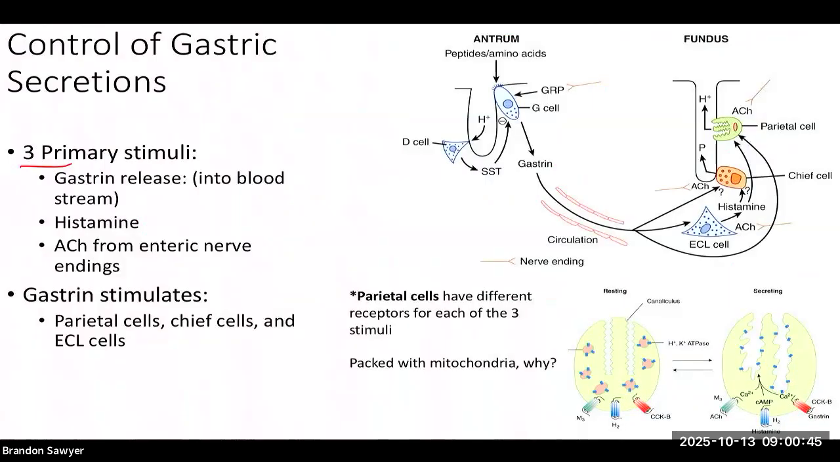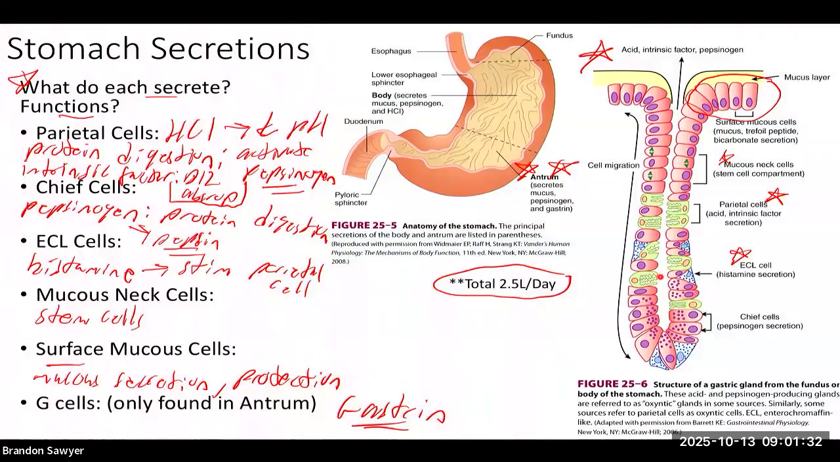The 3 primary stimuli, number 1 would be gastrin release. This is a hormone. All throughout the GI tract, we have individual cells that act as little endocrine glands. We typically think of endocrine glands as a full organ, but we can also have what's known as the diffuse endocrine system, which is individual cells all throughout the body releasing hormones into the blood. We have that all through the GI tract, and we call them enteroendocrine cells. Entero having to do with the GI tract, endocrine obviously releasing things into the blood. So those G cells don't release into the stomach. They release in the other direction, when we look at these cells here.